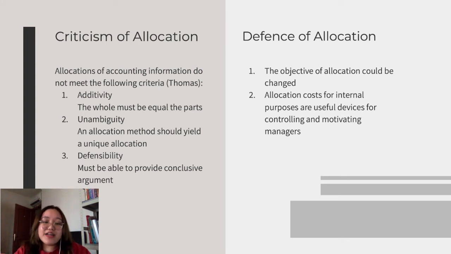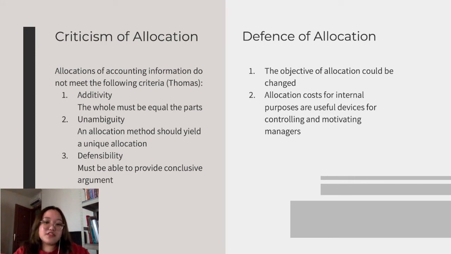And the second one is ambiguity. Ambiguity means that an allocation method should yield a unique allocation where a choice of the method should be made. And the third one is defensibility. When the allocation method is selected, the person making the selection must be able to provide a conclusive argument for their choice and defend it against other possible alternative methods.